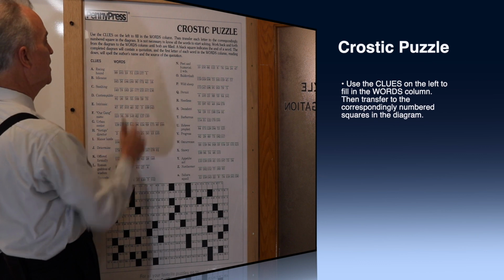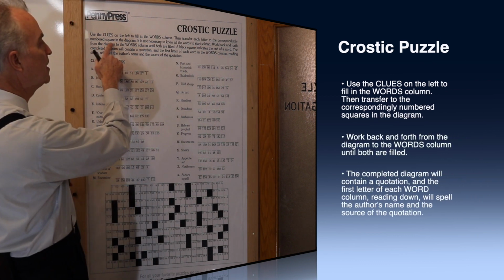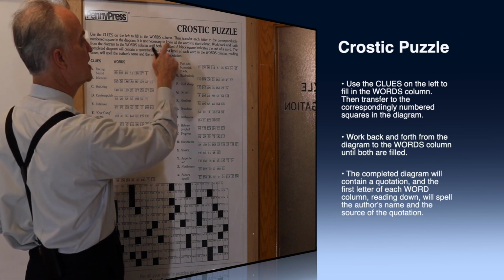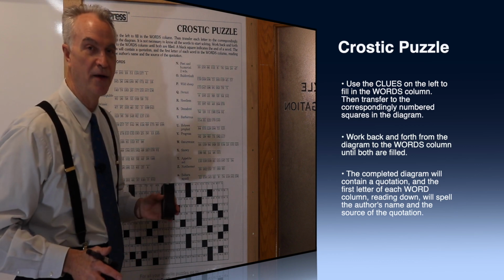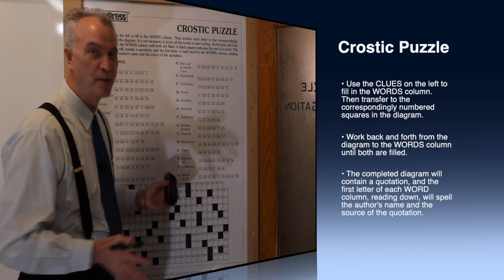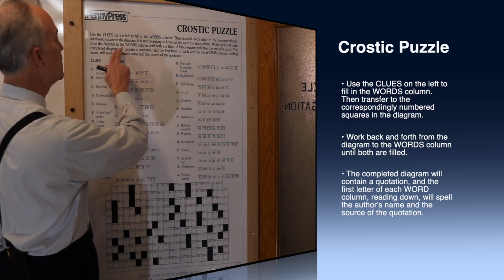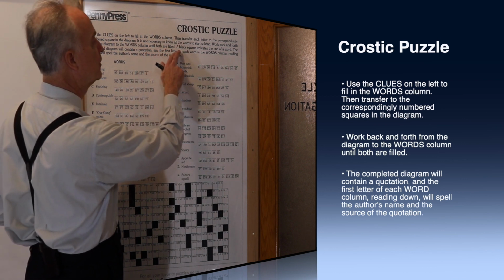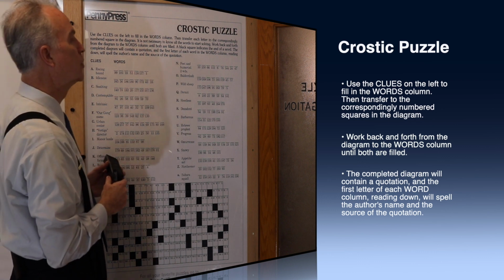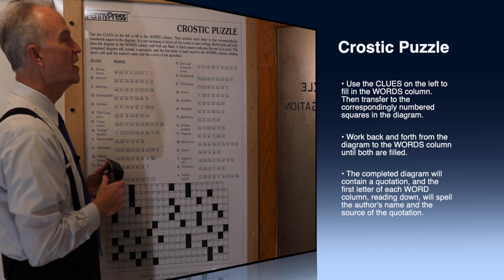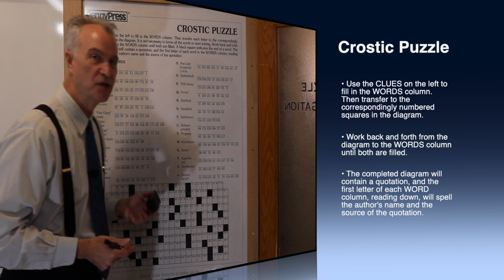Use the clues on the left to fill in the words column, then transfer each letter to the corresponding numbered square in the diagram. It is not necessary to know all the words to start solving, thank goodness, because you're going to find out a lot about myself and how good my vocabulary is and how good my knowledge of trivia is here. Work back and forth in the diagram to the words column until both are filled. A black square indicates the end of the word. The completed diagram will contain a quotation, and the first letter of each word in the words column, reading down, will spell the author's name and the source of the quotation.